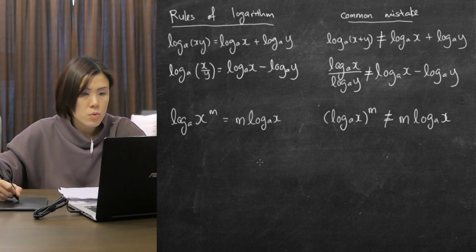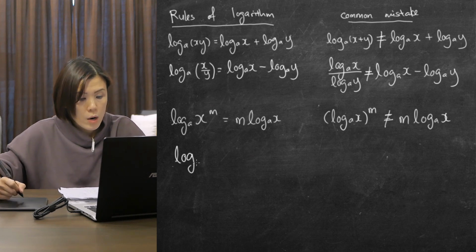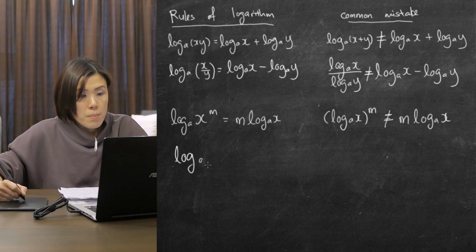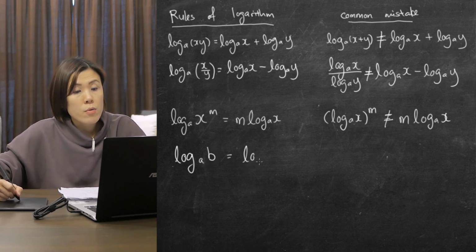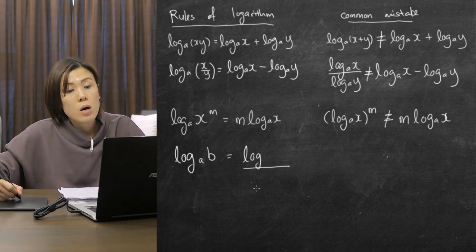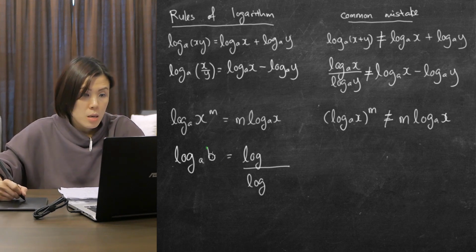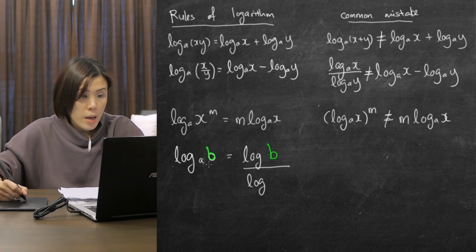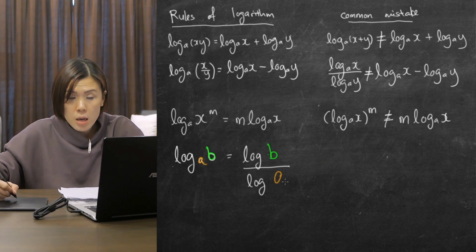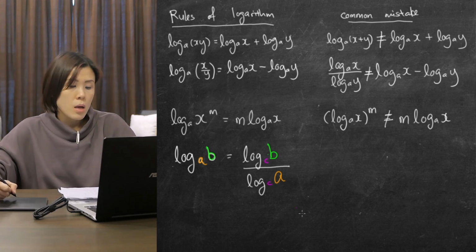Okay, next rule is we also need to know the formula of changing base of the logarithm. So when you have logarithm base a of b, to change the base, we will need to put logarithm over logarithm, where we put b as the numerator and a as the denominator, and you can change to any base.